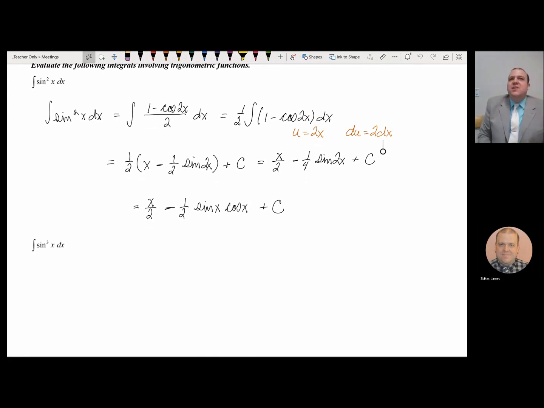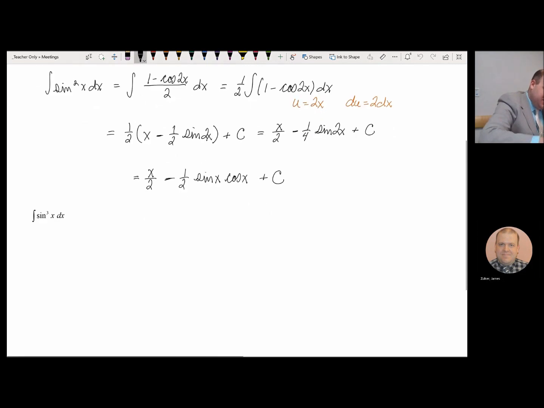What about sine cubed? Yeah, this is where we're going to have to get a little fancy.